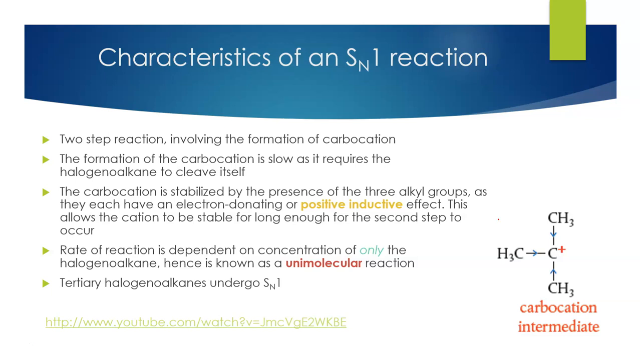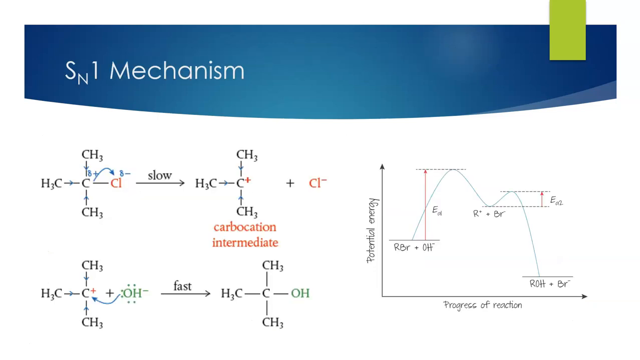It is stabilized, i.e. we have a positive inductive effect from the alkyl groups surrounding the carbocation. So the larger these alkyl groups, if they're ethyl, propyl, the more inductive effect that we see. This means that the carbocation is present long enough for the second step to occur. The rate of the reaction is dependent on the concentration of the halogenoalkane only, and therefore is referred to as a unimolecular reaction, the SN1 reaction.